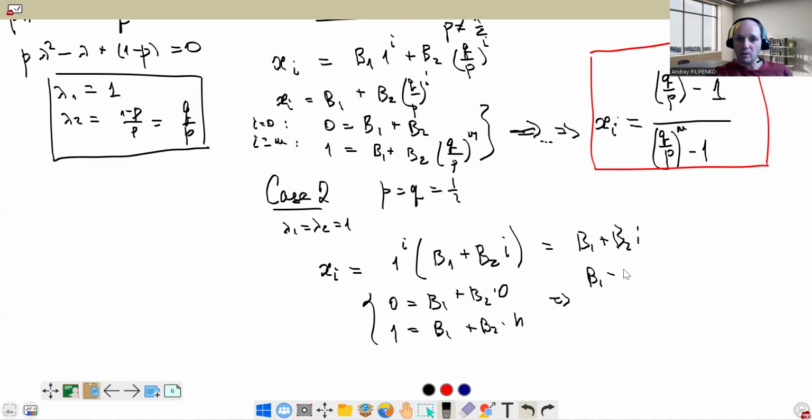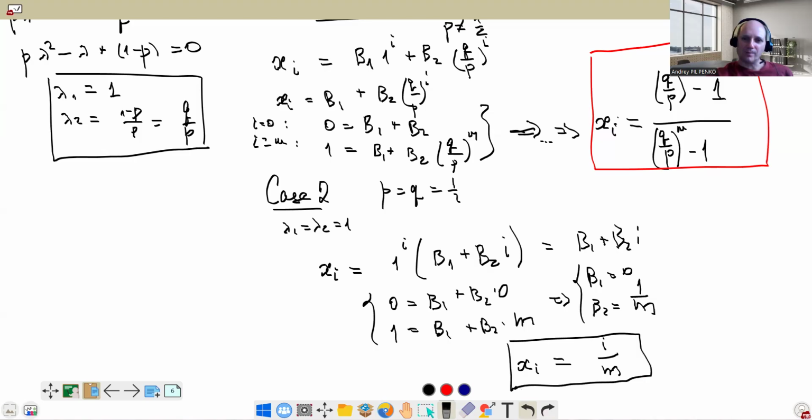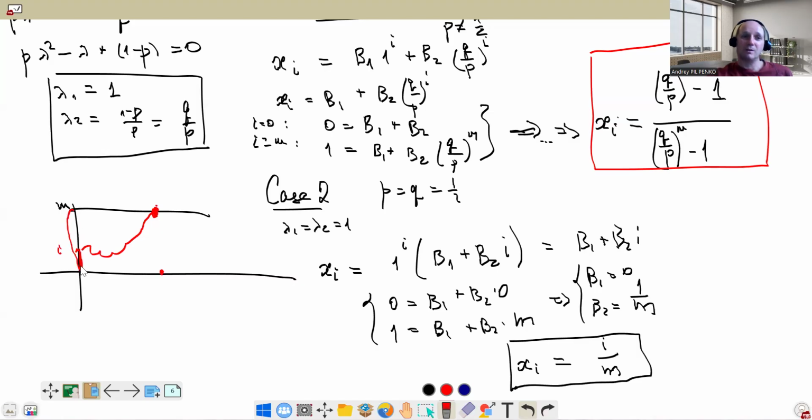So b1 is 0, and b2 is 1 over m, and the answer is x_i is equal to i divided by m. Sorry, is it n or m? If the upper bound is m, then m. So if this point is m, you start from i, then the probability that you hit this boundary before 0 is equal to i divided by m.